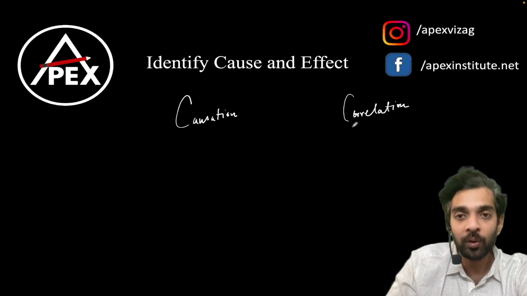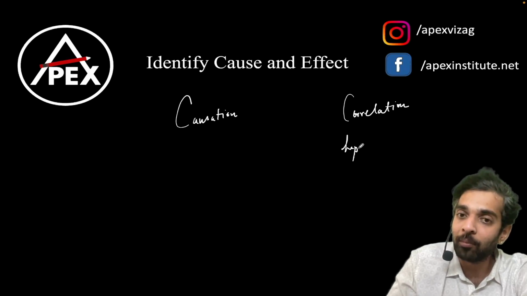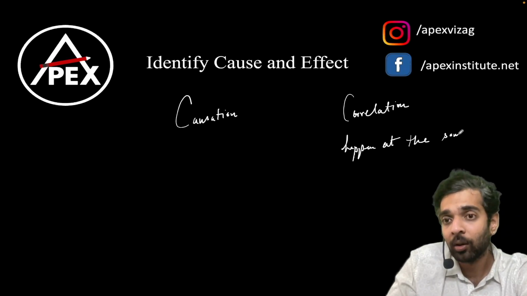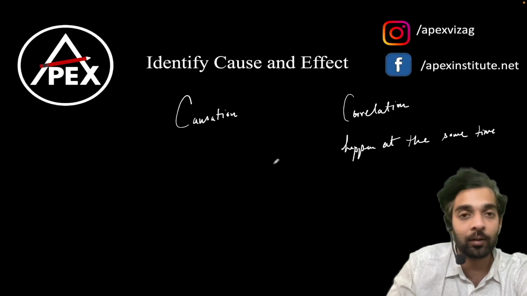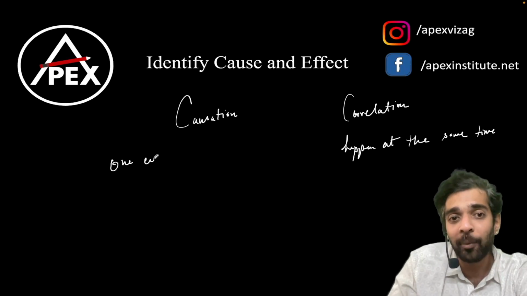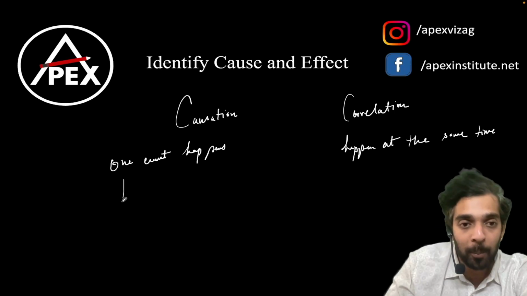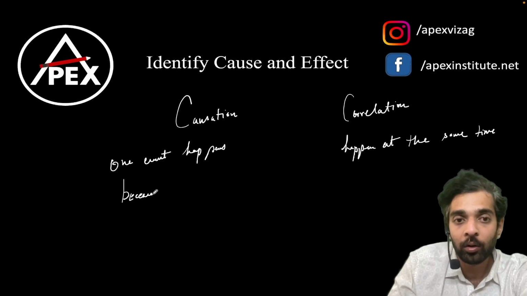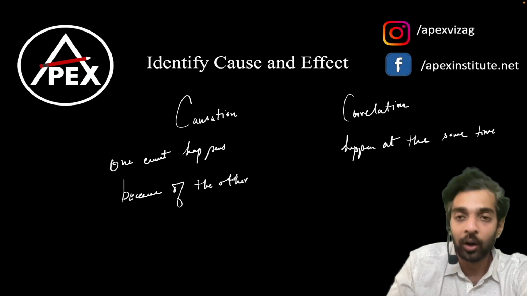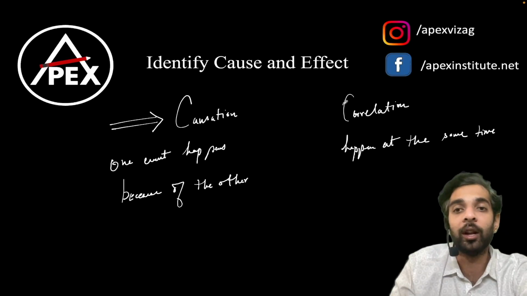Okay. Now usually two events which happen at the same time are called correlated events, whereas two events wherein one event happens because of the other are called causal events. We need to check for causality and not correlativeness.